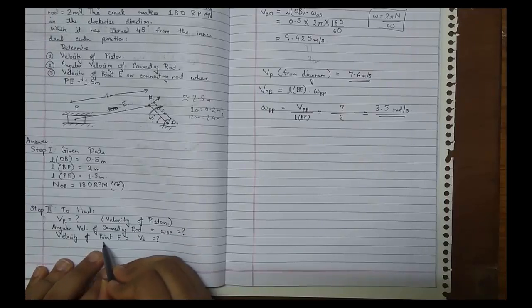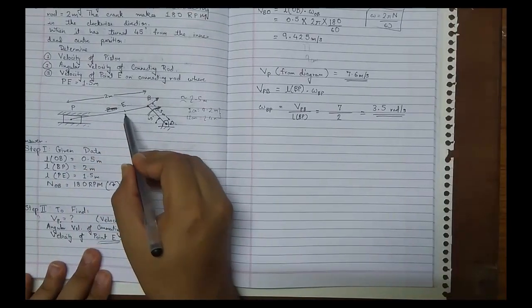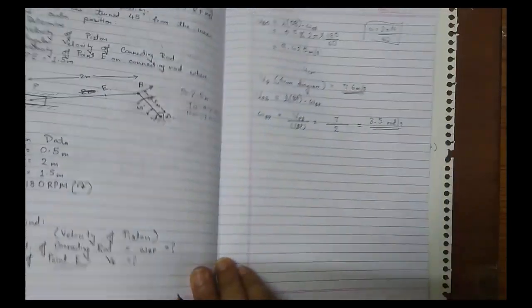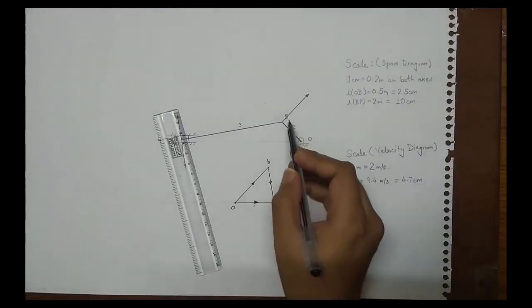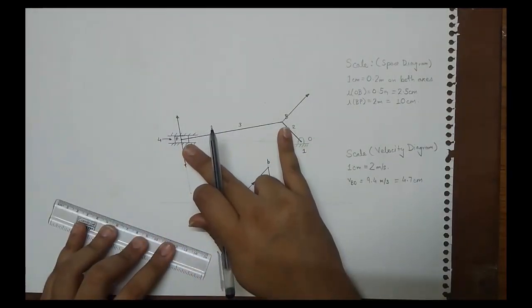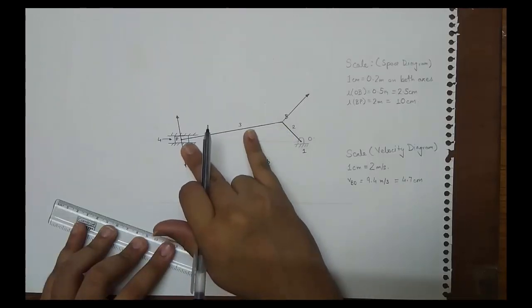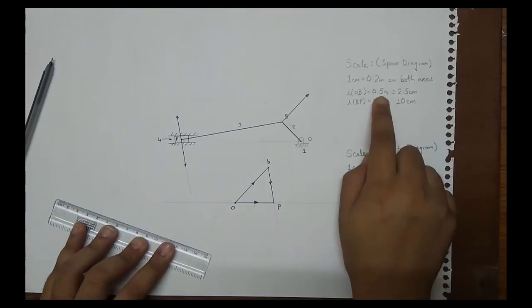Now the last thing that we have to find out is the velocity of point E. So where is E lying? We will look at the space diagram. This is my B. This is my P. This entire length is 2 meter, and they have told me that PE is 1.5 meter.